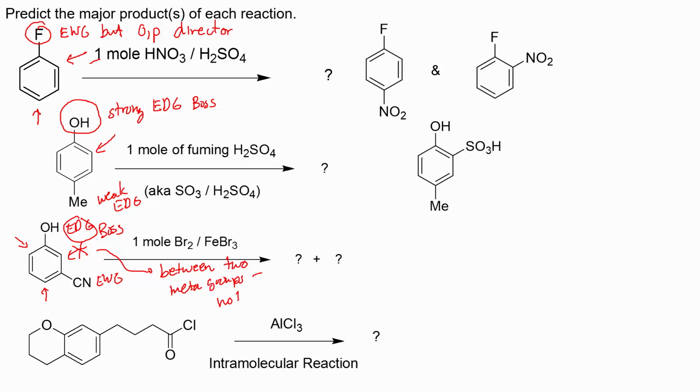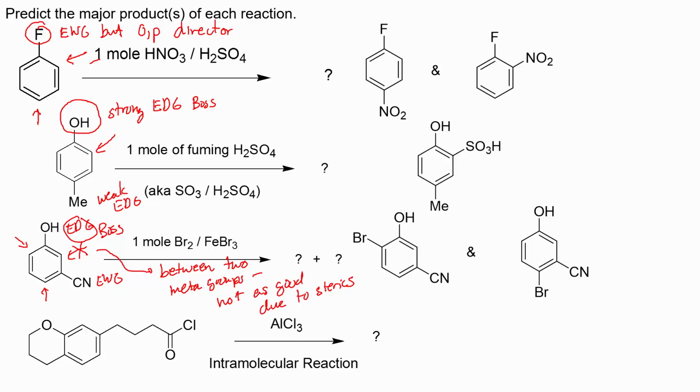And this is not as good due to sterics, okay? It's a little bit harder for that group to come in between two meta groups. So it only does that when that's the only place available to it. Okay, so we're going to get two products here. The bromine that is added by this reagent is going to go either ortho or para to the hydroxy group, and not to the position between the OH and cyanide groups.